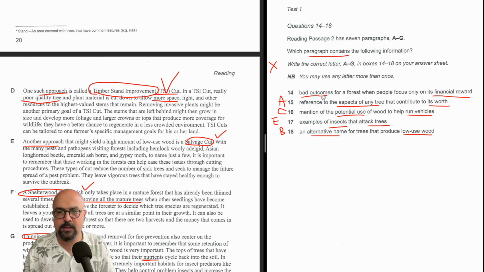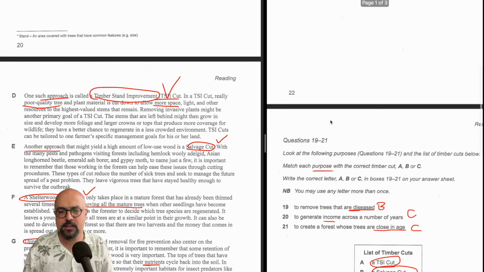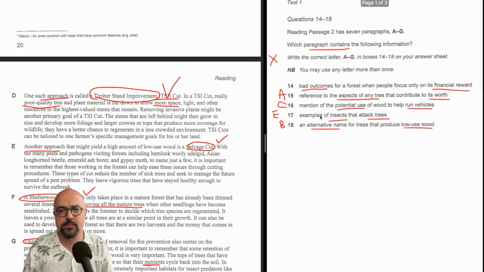number 14, bad. Okay, only one of them is left out. Financial reward. Where? Okay, we need to look for that now. Financial reward. That's the last question we have. So everything else is answered. Great. So that's the only one left.